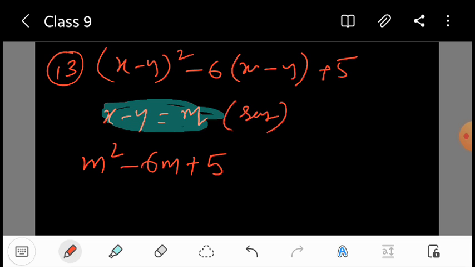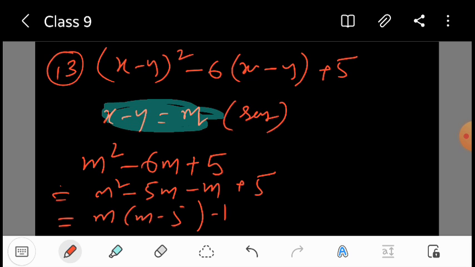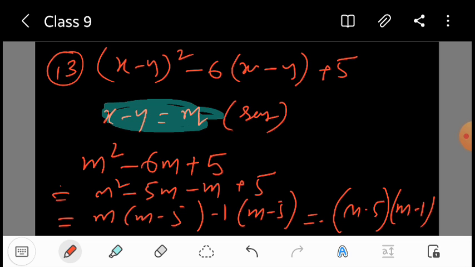So let's see. Now we need to middle term factor this one. This is nothing but m square minus 3m minus, not minus 3 into m, this is 5, na. So minus 5m minus m plus 5, and it will be m minus 5 minus 1 times m minus 5, and so we'll get, I write here, that is m minus 5 and m minus 1, two factors we will get.